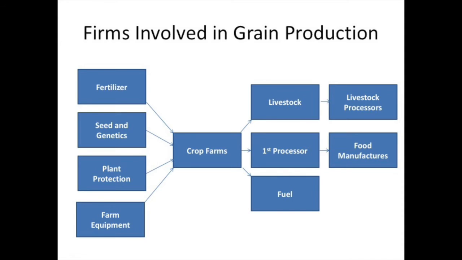First processors who take corn and soybeans and make something else out of it. For corn, that could be high fructose corn syrup or something else. And then we have fuel supplies, or crop farm corn going into ethanol production. Again, turning back to our input supply firms, we have fertilizer, seed and genetics, plant protection, and farm equipment supplies. Those are major firms, and let's just go through those here quickly.